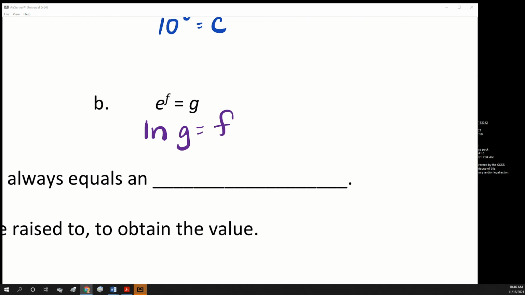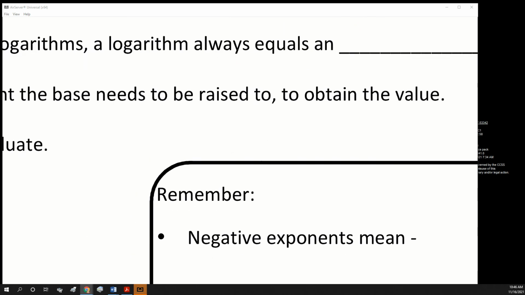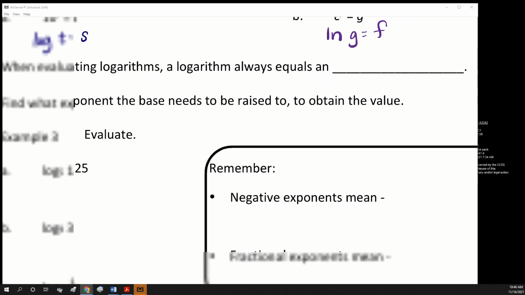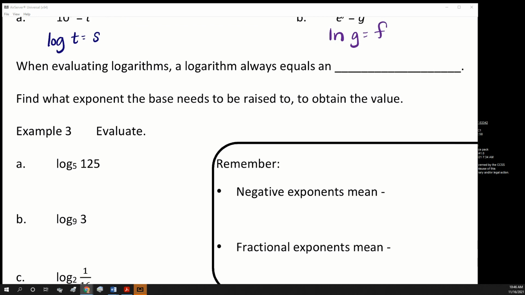All right. So another thing we're going to do is evaluate logarithms. When you're evaluating logarithms, try to remember that a logarithm always equals an exponent.